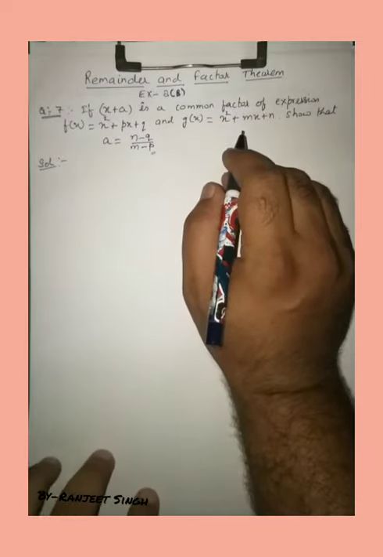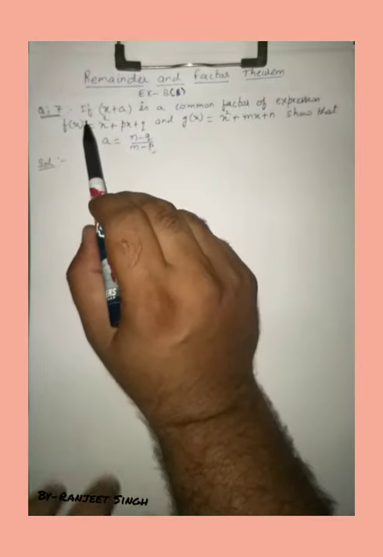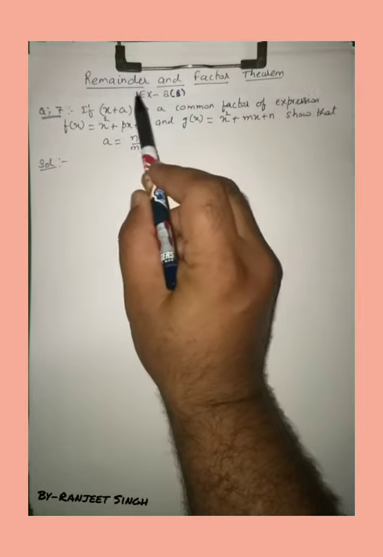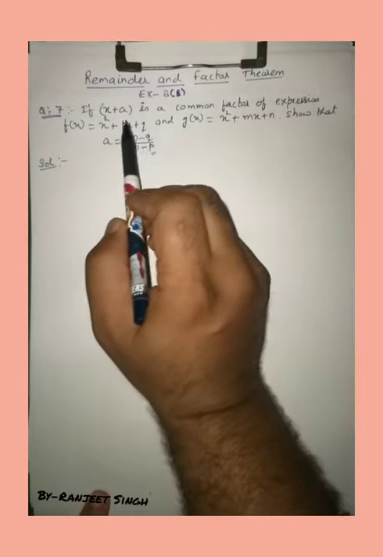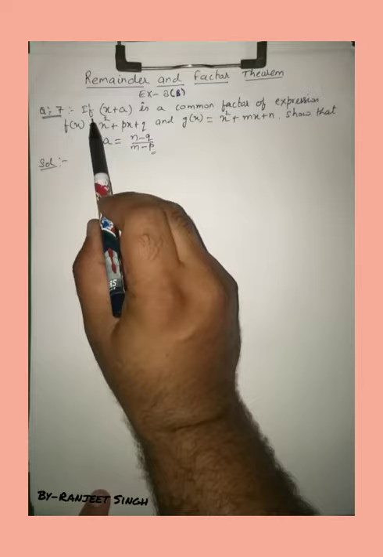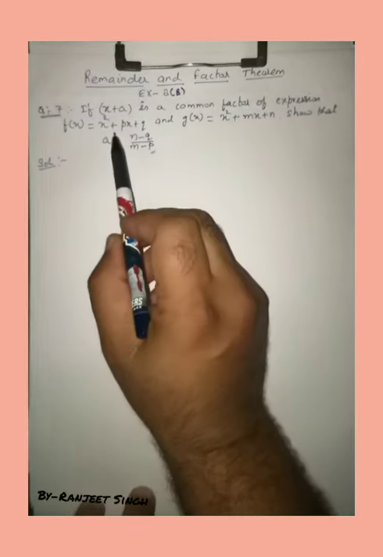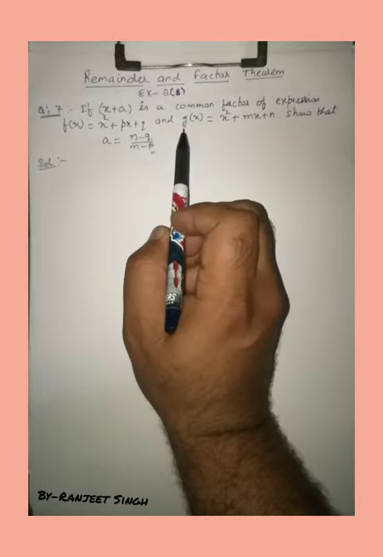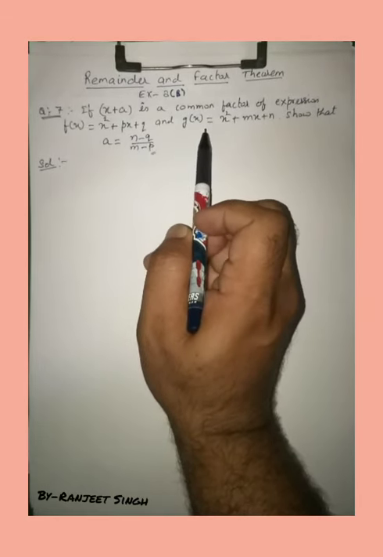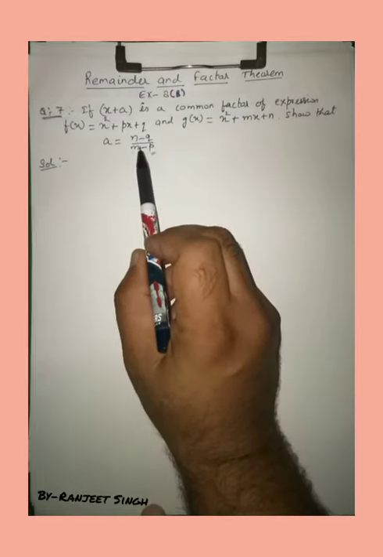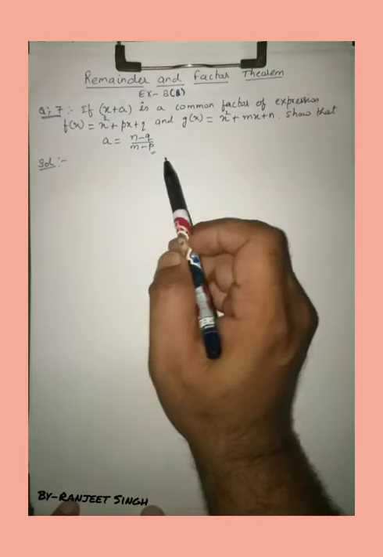Hello students, now we are taking one more question from your exercise 8b of the chapter remainder and factor theorem. Question number 7 says: if x plus a is a common factor of the expressions f of x equal to x square plus px plus q and g of x equal to x square plus mx plus n, then we have to show that a is equal to n minus q over m minus p.